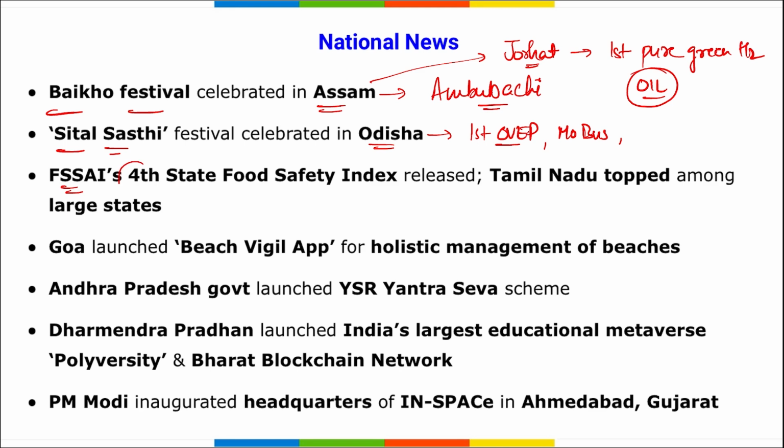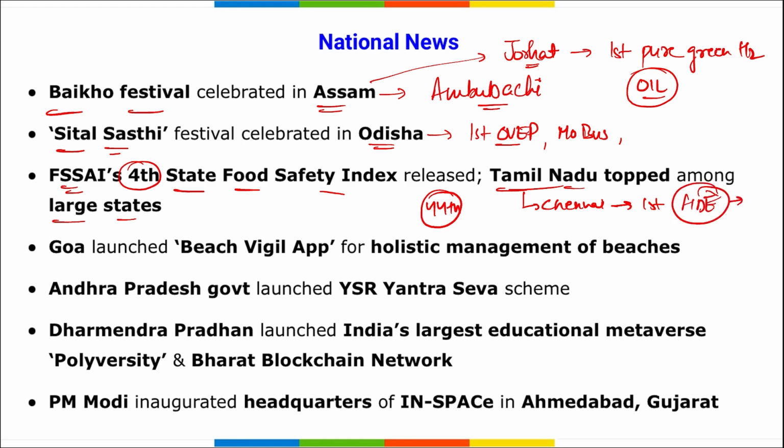Then FSSAI's fourth State Food Safety Index was released, and in this index, Tamil Nadu has topped in the larger states. And in Tamil Nadu, Chennai, you remember, the first ambulance for street animals was launched here, and here only the 44th edition of the FIDE Chess Olympiad was held. Then if we talk about FIDE, this is related to chess, and who has been appointed as the deputy president here? He will be Viswanathan Anand, who became the first Grandmaster of India in 1988.